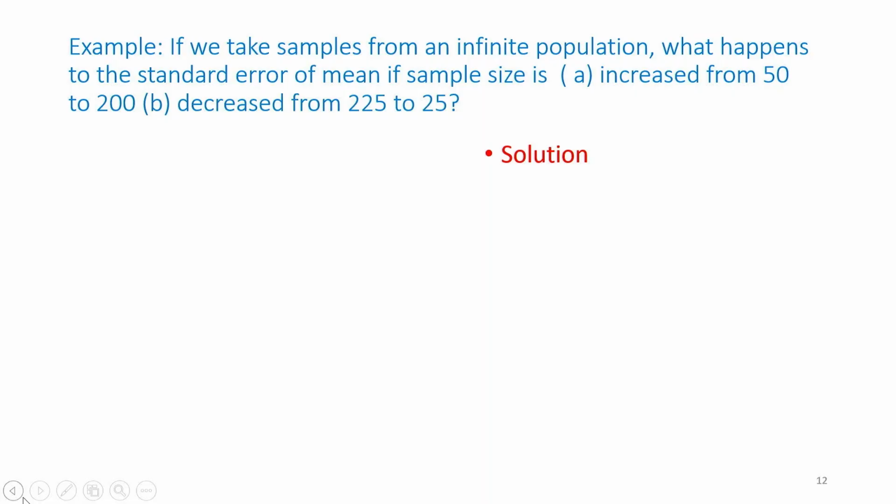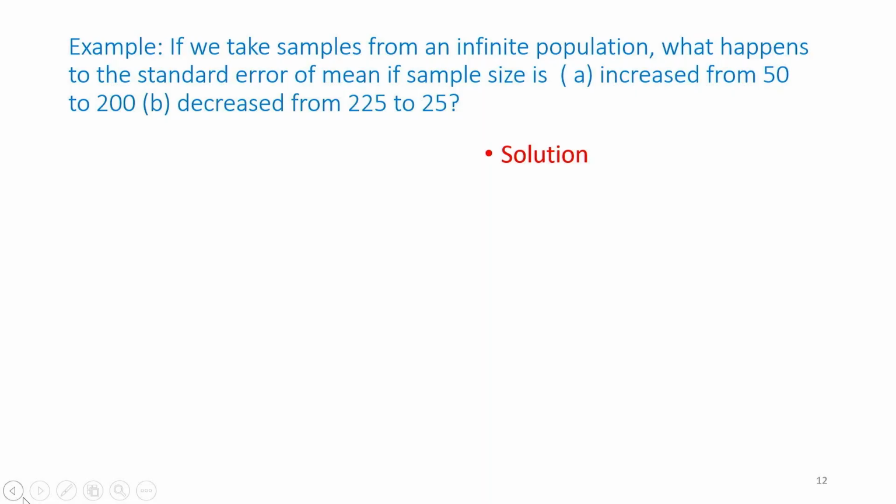for the solution of another example, so that this becomes very clear in your mind. Suppose we take samples from an infinite population, so huge that it is almost infinite. Suppose there is a university with 10,000 students, and we are interested to know the average weight or average height of the students of 10,000 or 20,000 students in a university.